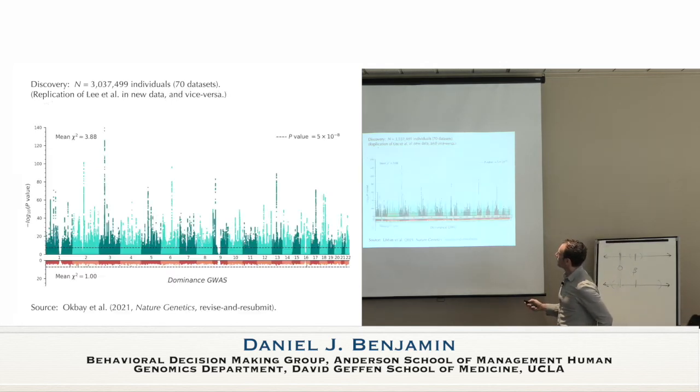And then this is a sneak preview of EA4, which is currently under review and hopefully will be published later this year. This is now a discovery sample of 3 million people. This is entirely from an increased sample size from 23andMe. And I didn't write the number of lead SNPs on the slide. I should have. What is it? 1,271. No, that was EA3. Oh, right. EA4.